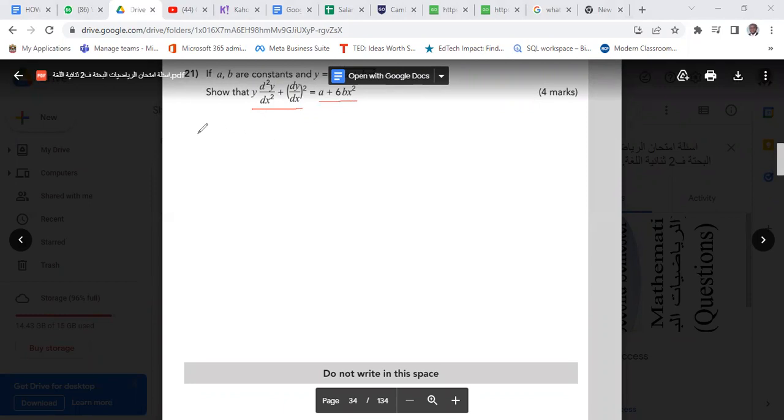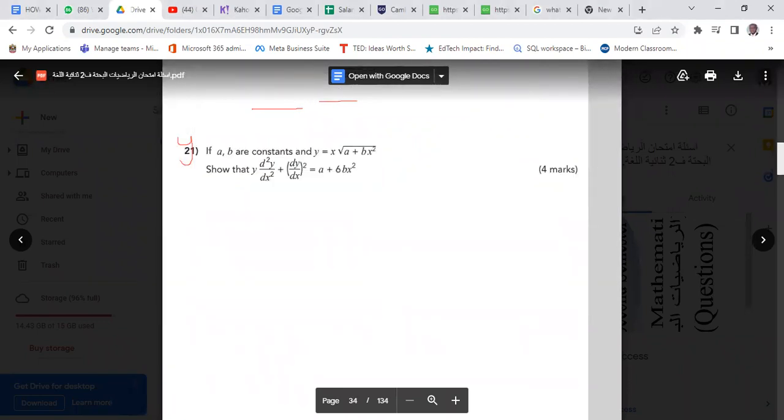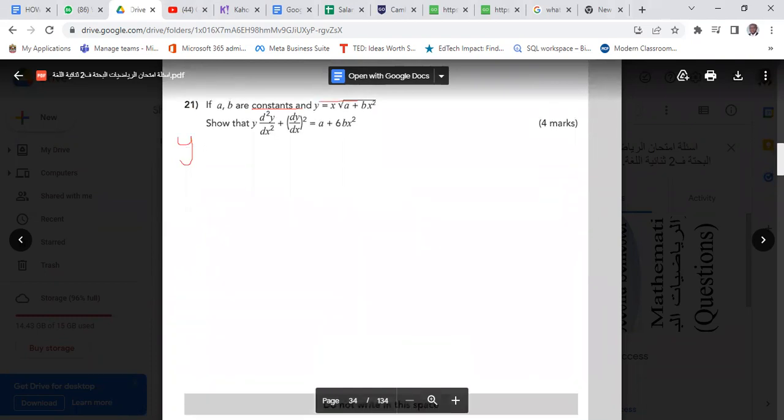The first differentiation is I have y. The question says y is equals to x, then I have a square root, a plus bx squared.